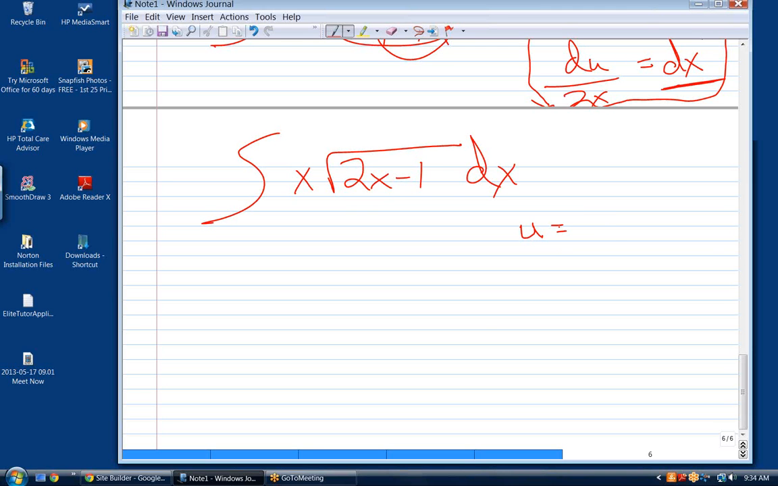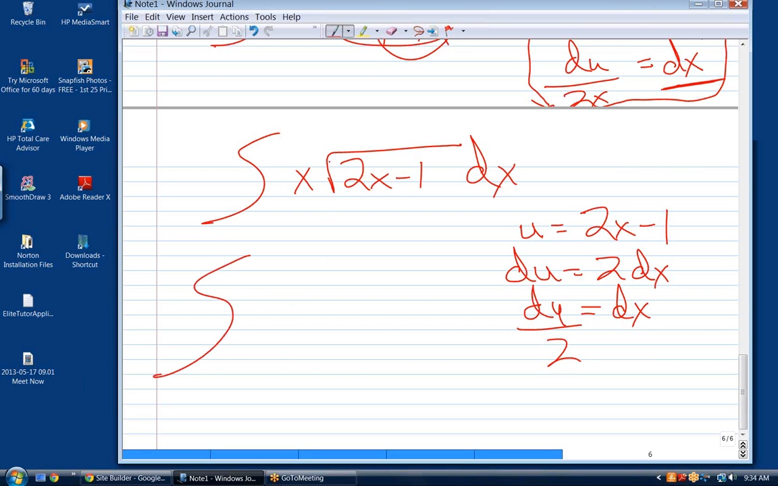If we let u equal 2x minus 1, well now, we still have du equals 2 dx. So dx is equal to du divided by 2 in this case. Well, now how do we rewrite our integral? Well, we could write it like this, u to the 1/2, and then dx is du over 2. But I can't integrate that because of this x.